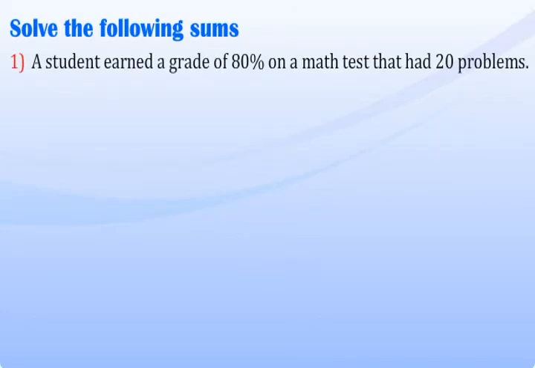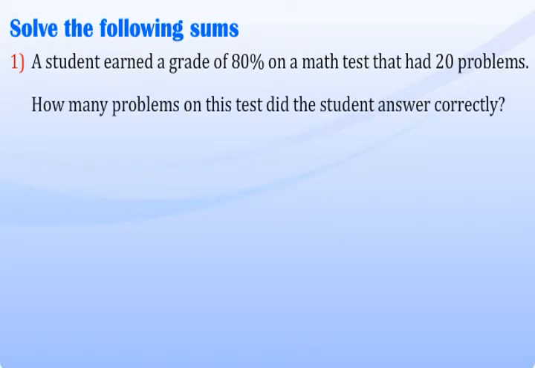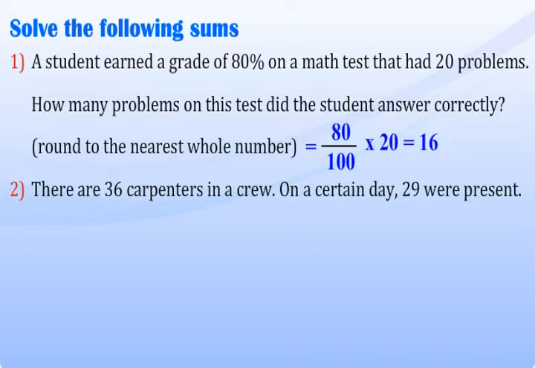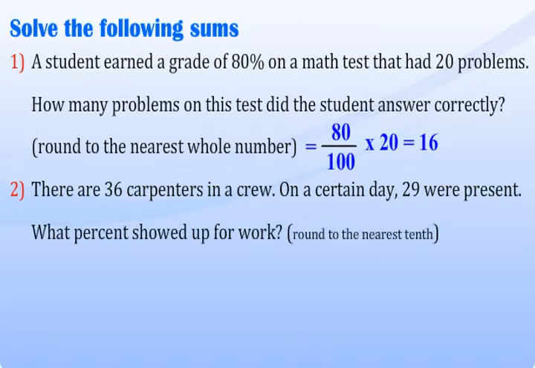Solve the following sums. A student earned a grade of 80% on a math test that had 20 problems. How many problems on this test did the student answer correctly? Round to the nearest whole number. There are 36 carpenters in a crew. On a certain day, 29 were present. What percent showed up for work? Round to the nearest tenth.